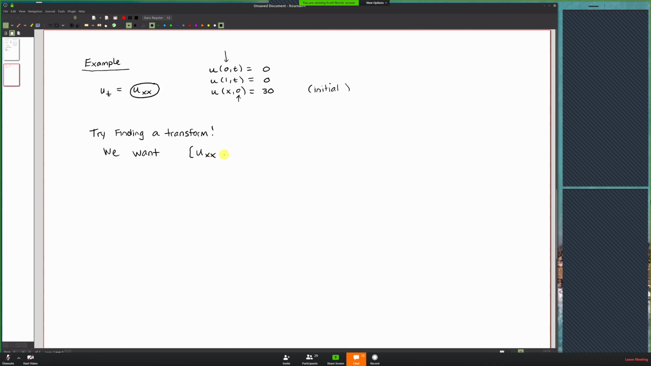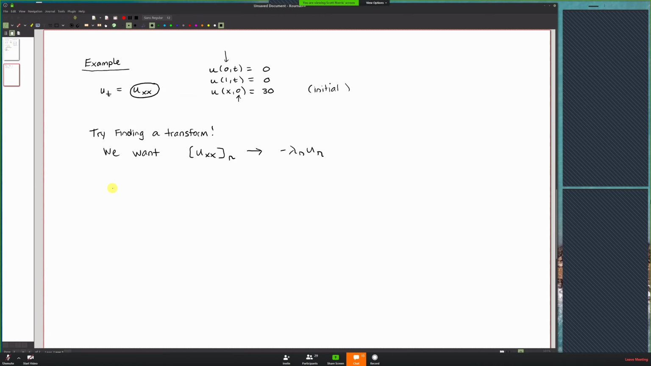We want to find a transform such that the transform of u_xx becomes minus lambda sub n u sub n. That'll replace a differential operator with a multiplication by a scalar. And we've actually already done this. We did this a long time ago.